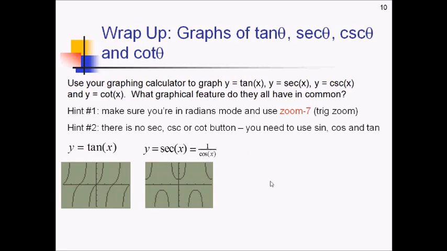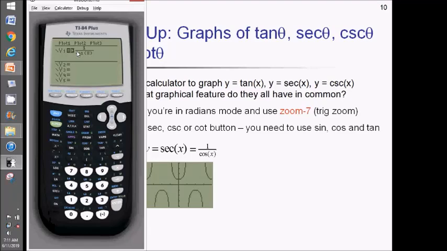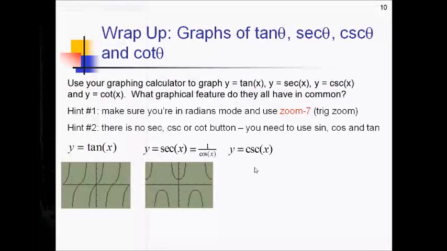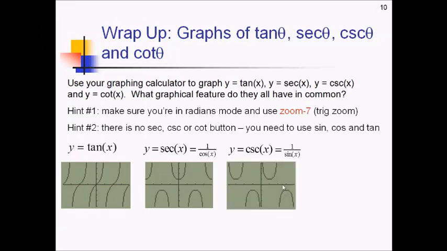All right, now for cosecant. So for this one, we're going to do 1 over sine, and I've already got the 1 over, so I'm just going to go up here and replace cosine with sine, and then do zoom 7 again. And we see that cosecant actually looks a lot like secant, but it's just been shifted a little bit to the right or the left, depending on your perspective. So here was cosecant, 1 over sine, just shifted.